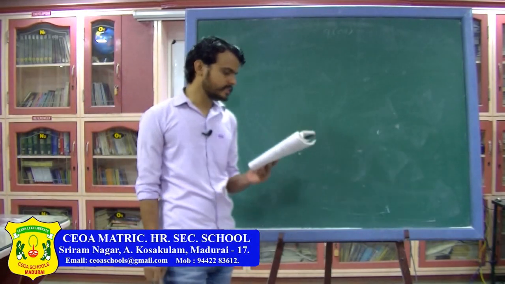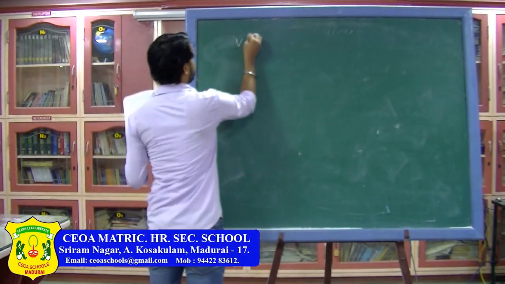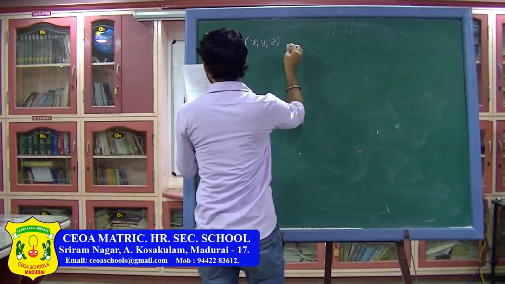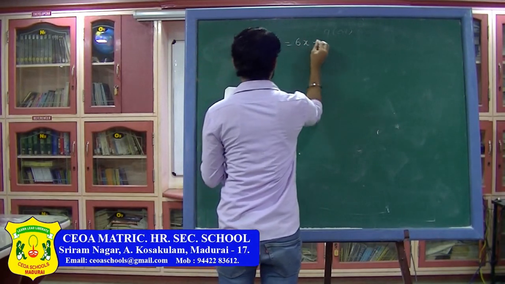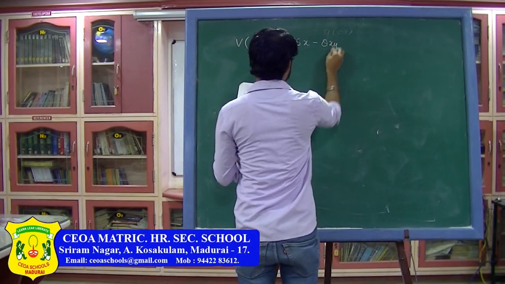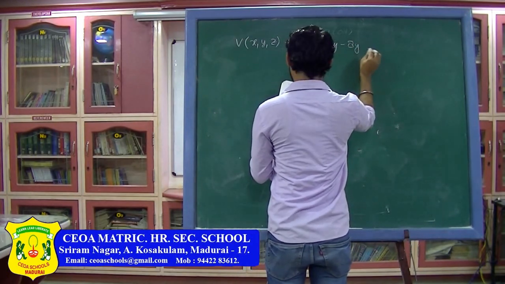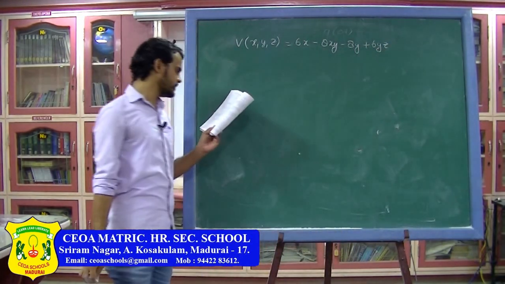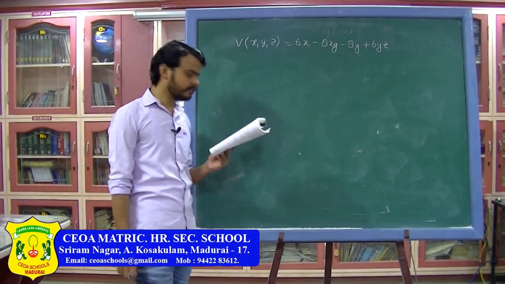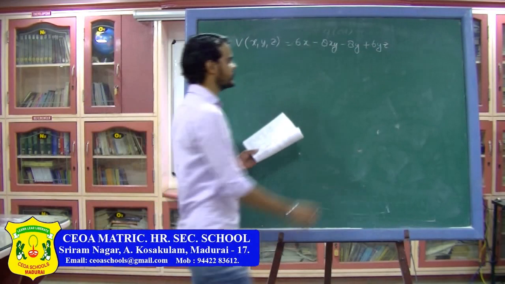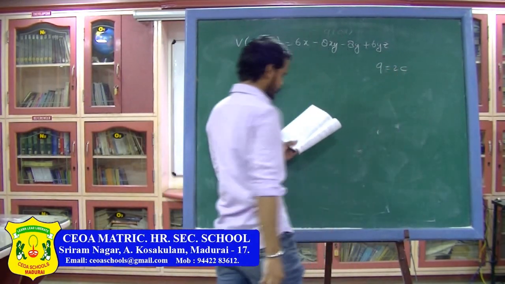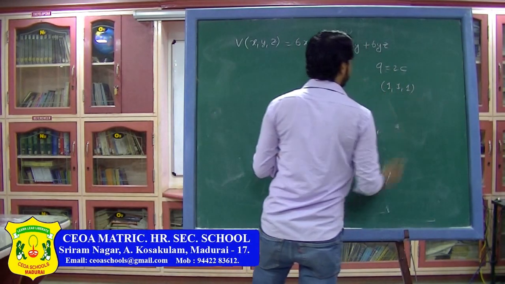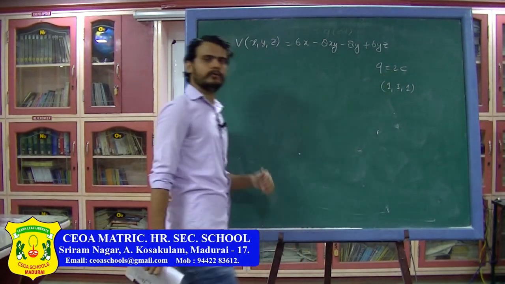The question says, in a region the potential is represented by V(x, y, z) equals 6x minus 8xy minus 8y plus 6yz, where V is in volts and x, y, z are in meters. The electric force experienced by a charge of 2 coulomb. So there is a charge of 2 coulomb situated at (1, 1). So there is a point (1, 1). At that point there is a charge of 2 coulomb and you have to find the electric force on that charge.